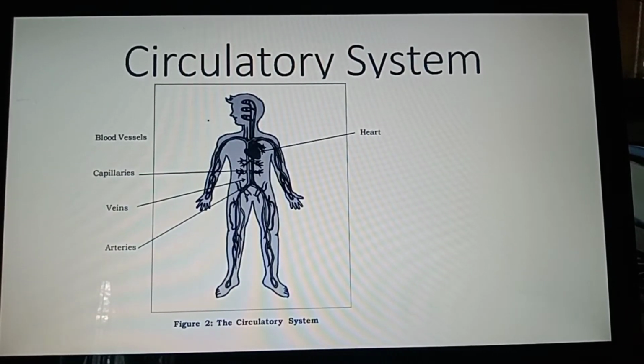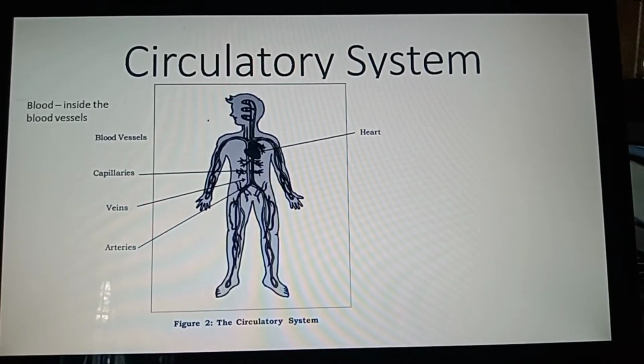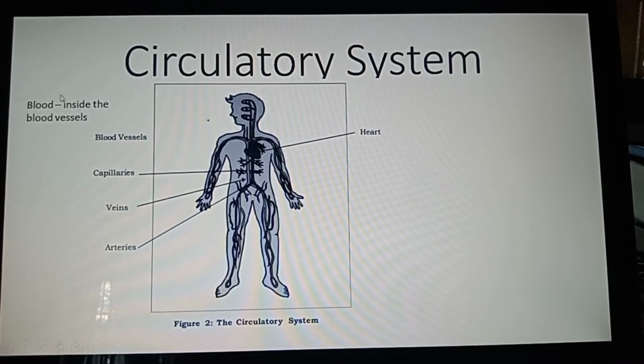Look at the figure of the circulatory system. As you can see, children, meron tayong mga parts na bumubuo sa ating circulatory system. We have the heart, the blood vessels, and there are three types, and of course, the blood inside the blood vessels.